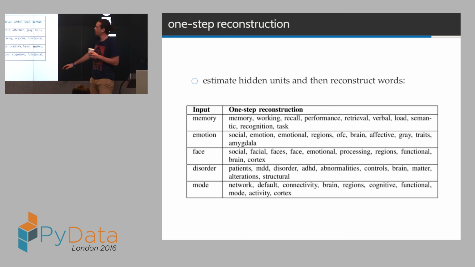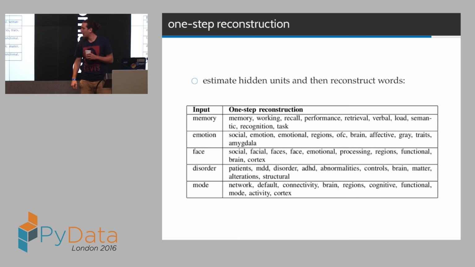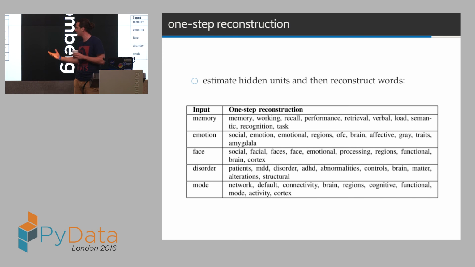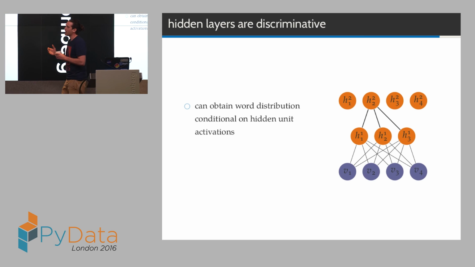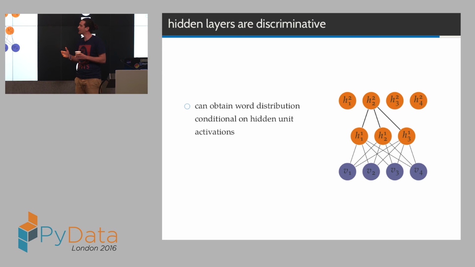And you can see that the words being returned make some sense. If you put in face, you get facial, faces, face. If you put in disorder, you get patients and a bunch of disorders. So it's learned a fairly reasonable distribution over the data. And finally, another exciting thing is that these hidden units appear to be somewhat discriminative.